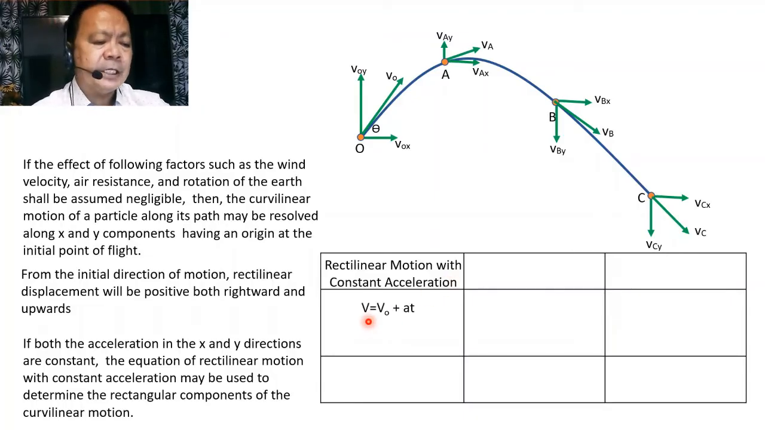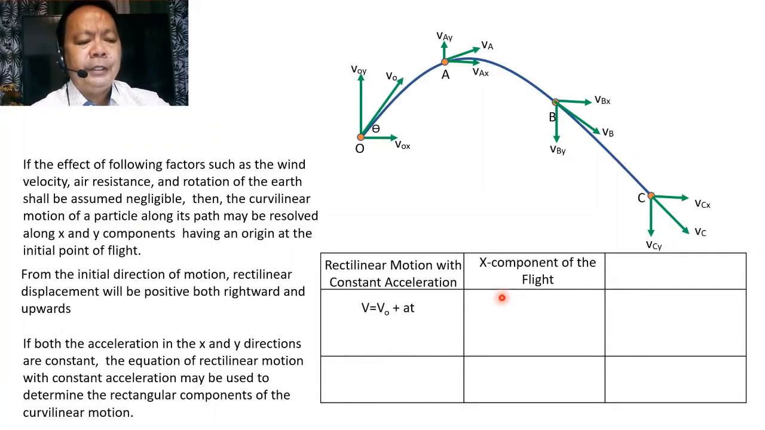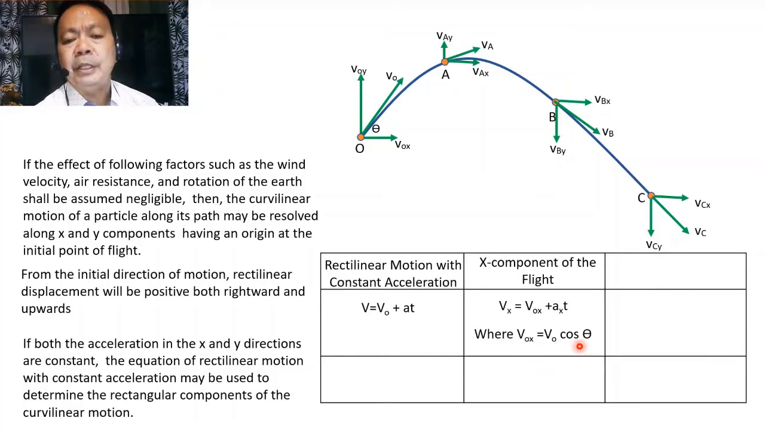So, kumbaga, ipapakita natin ito yung konsepto na halimbawa ito yung ating rectilinear motion with constant acceleration. Alam naman natin, basically, meron tayong velocity which can be the final velocity which can be computed using the formula that it is equal to the initial velocity plus the product of the acceleration multiplied by the time. Okay, so if we are going to consider the x component of the flight, and we wanted to determine the final velocity, therefore the final velocity shall be the initial velocity along the x plus the acceleration along the x multiplied by the time t, na kung saan dito yung v sub ox is equal to v sub o multiplied by the cosine of the angle theta.